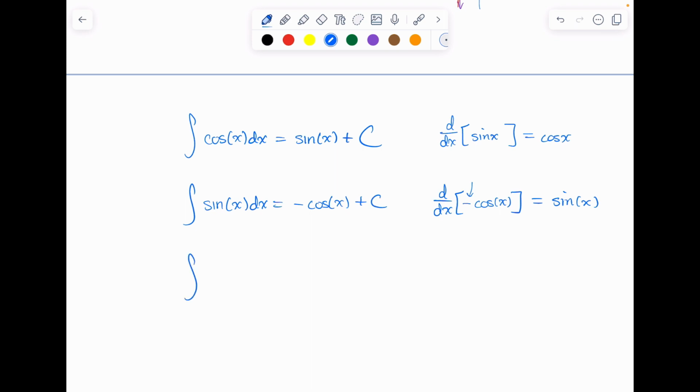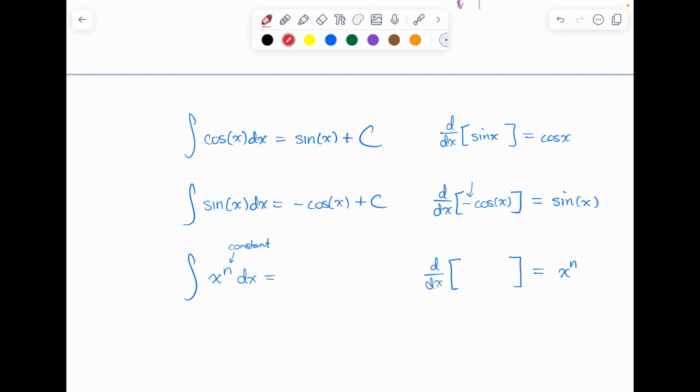Let's see, what about the integral of x raised to the power n, where n is just some number? It's a constant, right? You always have to have this dx at the end, by the way. It's integral notation. So we have to think, the derivative of what equals x to a power? Think of the power rule.